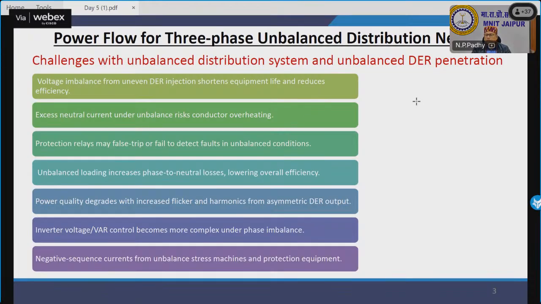Protection relays may falsely trip or fail to detect faults in unbalanced conditions. Unbalanced loading increases phase to neutral losses, lowering overall efficiency. Power quality degrades with increased flicker and harmonics from asymmetric DR output. Inverter voltage control becomes more complex under unequal phase impedance. Negative sequence currents from unbalance stress machines and protection equipment.